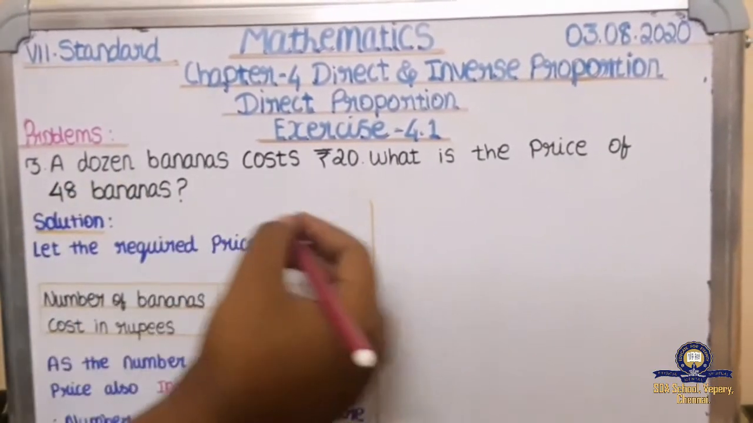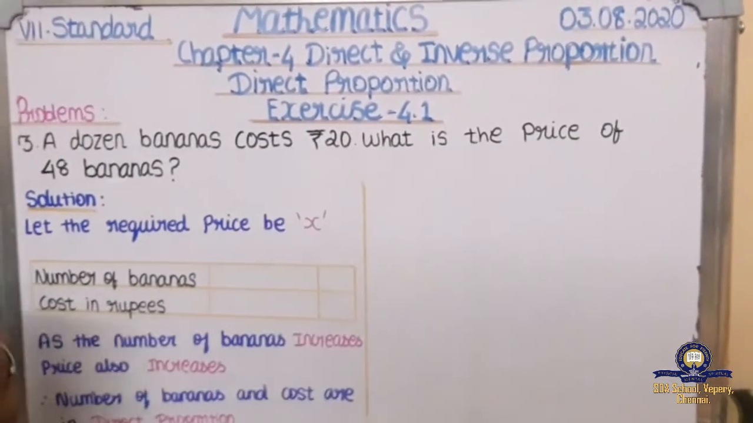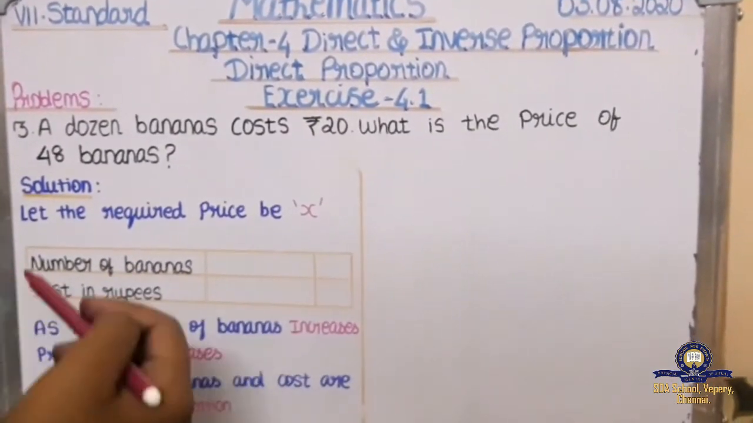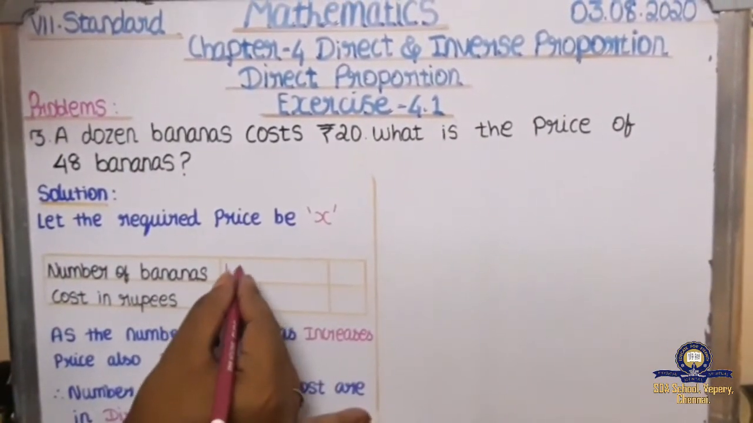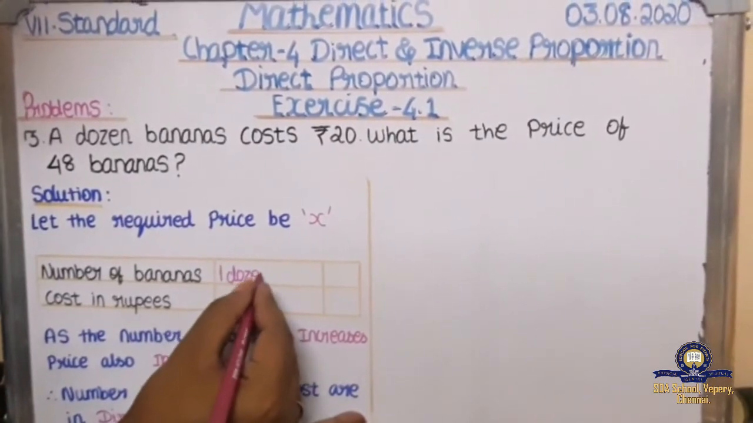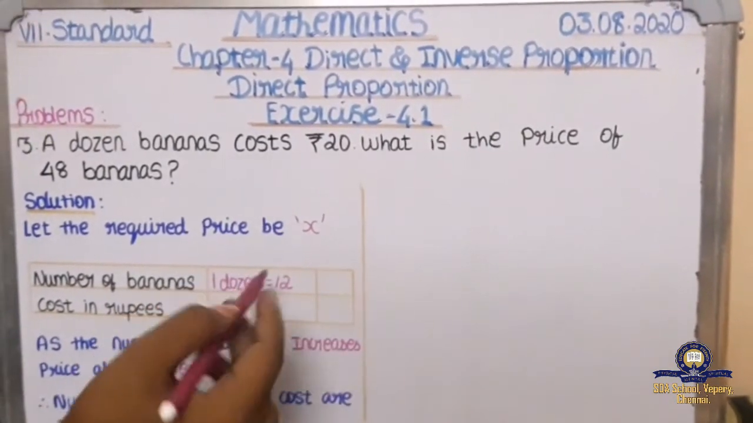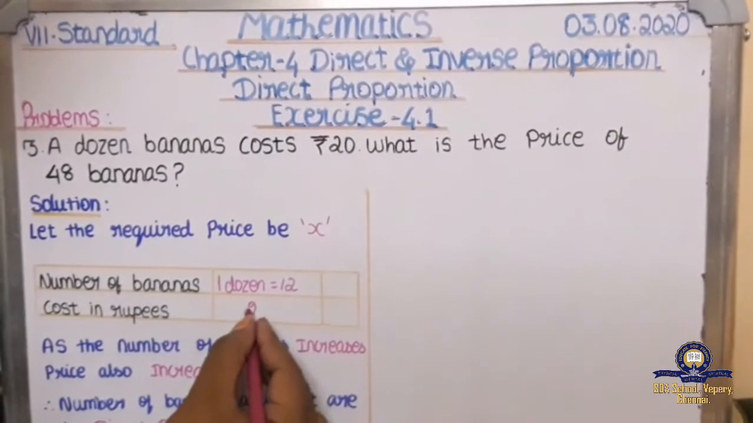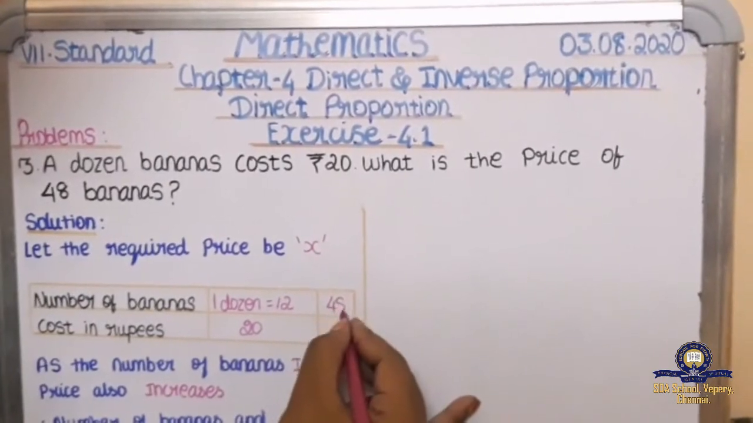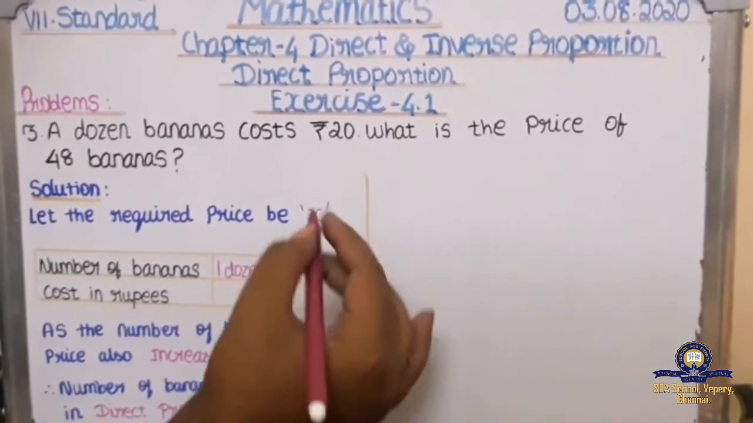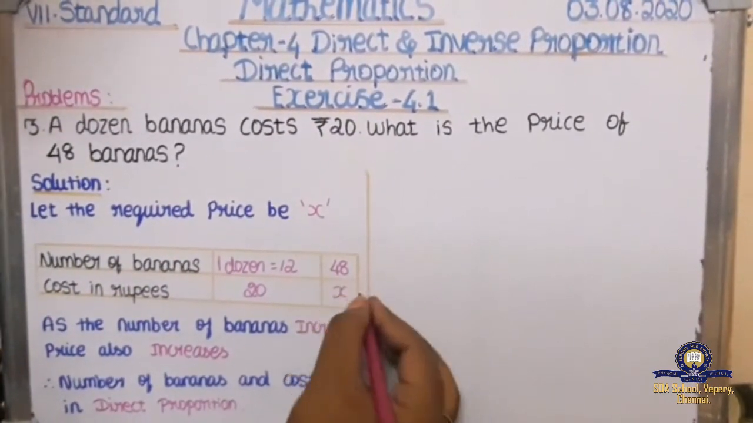For that, let the required price be taken as x. Second, we want to put it in a table with columns. Here, what is the number of bananas given? 1 dozen is equal to 12. So what is the cost of 12 bananas? 20. Then they have given the bananas as 48. We need to find the price of 48 bananas, but we didn't know it, so we denoted it as x.